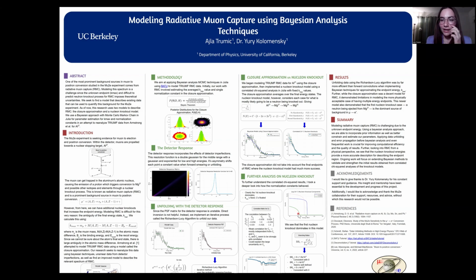So that's great. And so my results very clearly showed that using the Richardson-Lucy algorithm was by far so much more computationally efficient for unfolding. We saw that the first nucleon knockout case was by far the most dominant in muon to positron conversion.